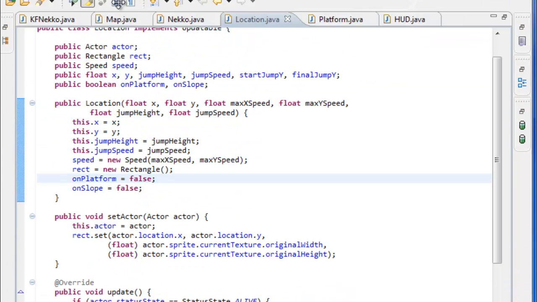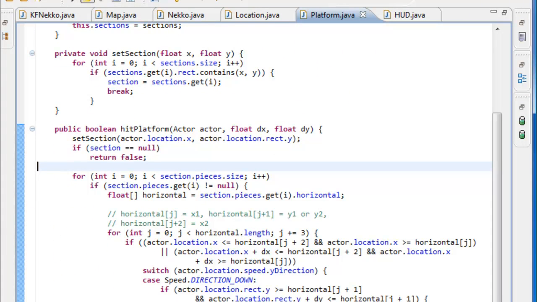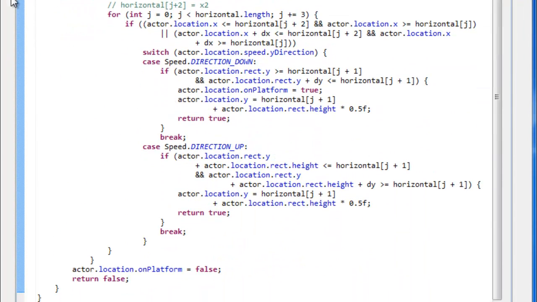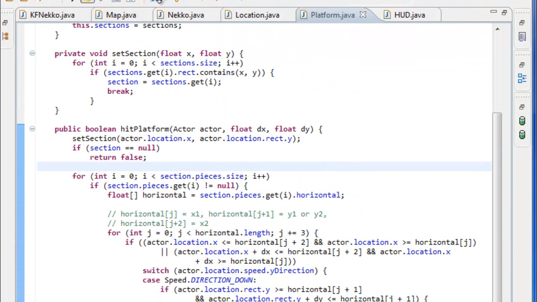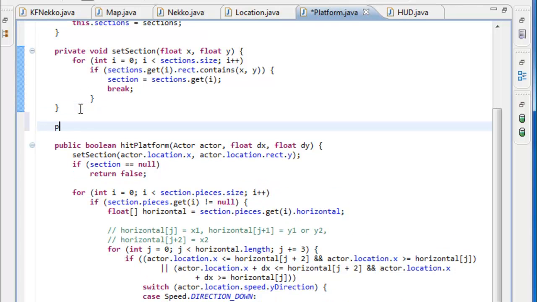So what we're going to do is write up our slope collision detection. We're going to go to our platform class and write it up. Hit slope. This part is going to be a little bit more involved, but if you think about it, it's really pretty simple.